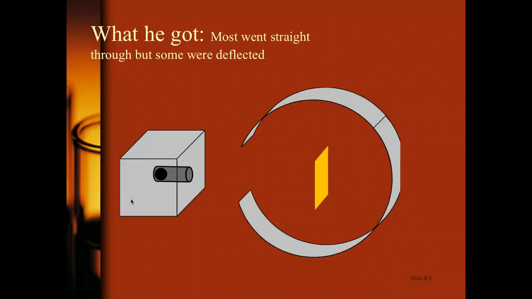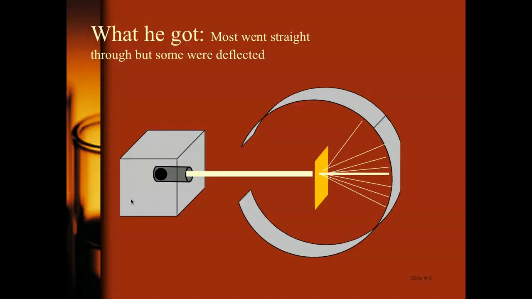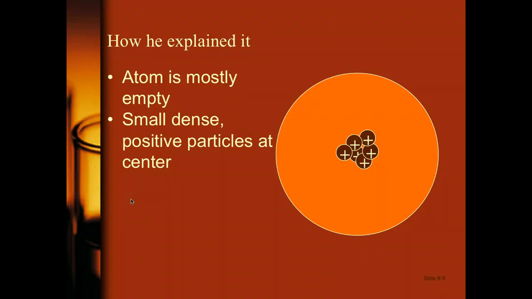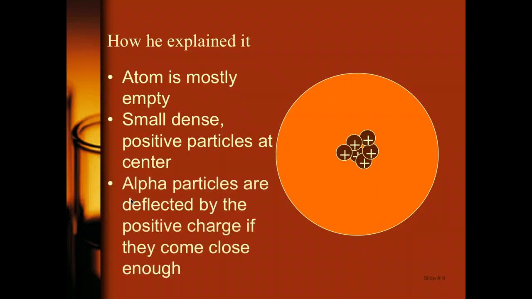Alright, so here's what actually happened. Okay, most would go through, but some got deflected back. Let's take a close-up look and see exactly what really happened, what it appeared to look like. Here's how he explained what was happening. The atom is really mostly empty space. There's a very small, dense, positively charged center, and the alpha particles are deflected by this positive charge if they come close enough.